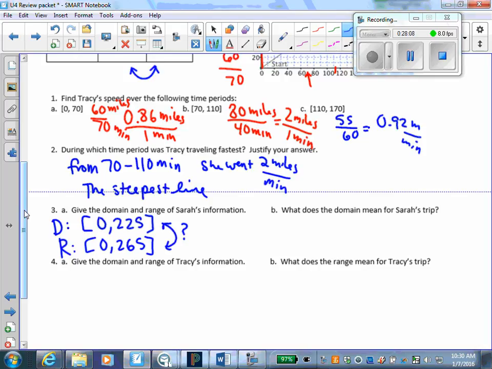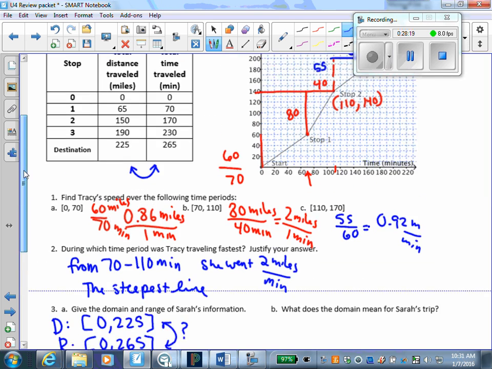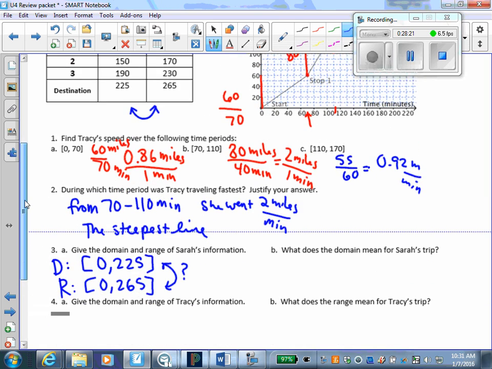What does the domain mean? It means she traveled between 0 and 225 miles. The range means she traveled between 0 and 265 minutes.